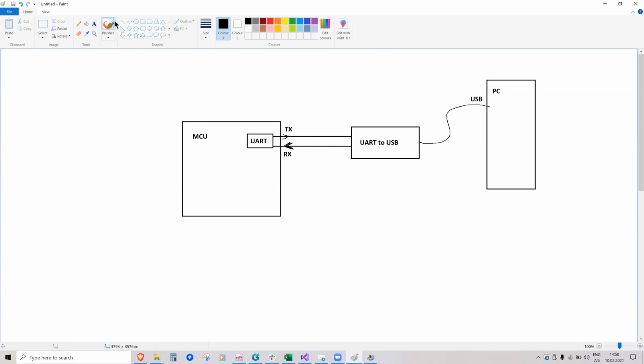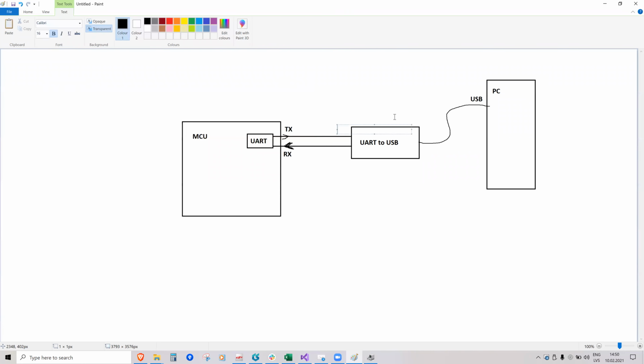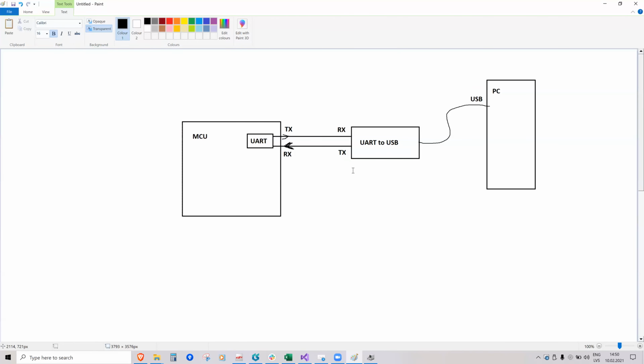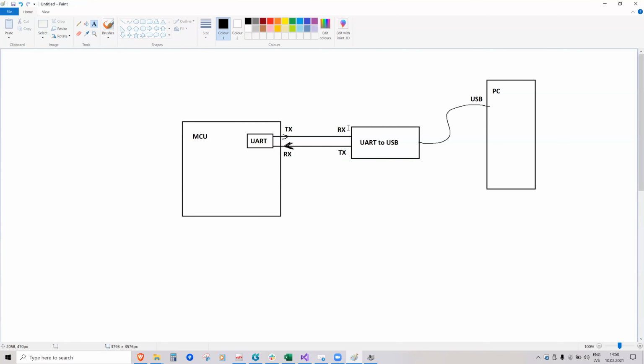Okay, and here's the important part. UART has TX and RX lines, so obviously one device's TX connects to the RX of the other device and vice versa. So the UART to USB converter has the text RX written, and it always connects to the microcontroller's TX, and TX of the UART converter connects to the microcontroller's RX. Okay, so just a thing to remember.